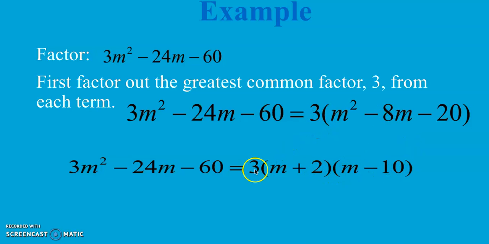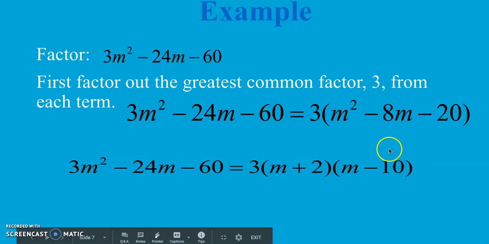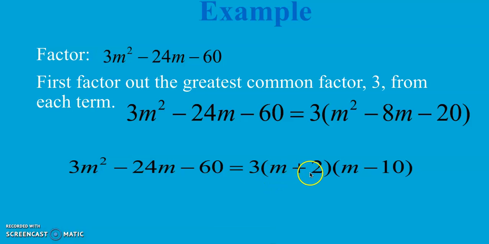I need to carry my 3 down. It must happen. So my final answer is 3 times (m plus 2) times (m minus 10). That is factoring out the greatest common factor. So you divide, and then you do everything that we talked about in the first 2 slides.